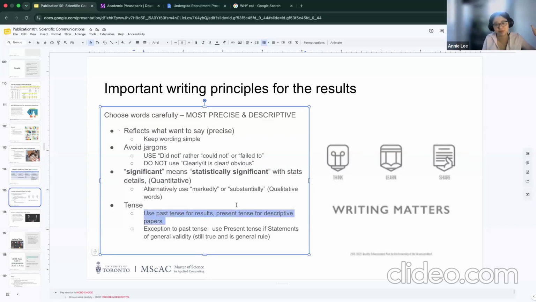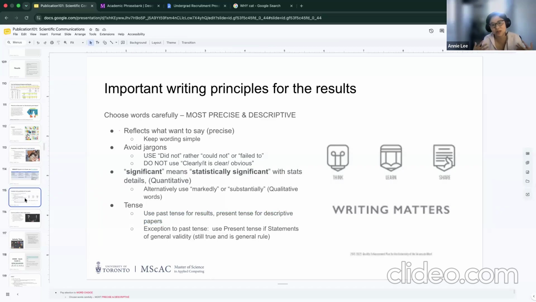Use past tense for results, but present tense for things that are always true, right? Like the sky is blue. It's not that the sky was blue, the sky is always blue. Or in science, gravity is always acting on you. So for truth statements, you can use present tense, but otherwise everything else use past tense.